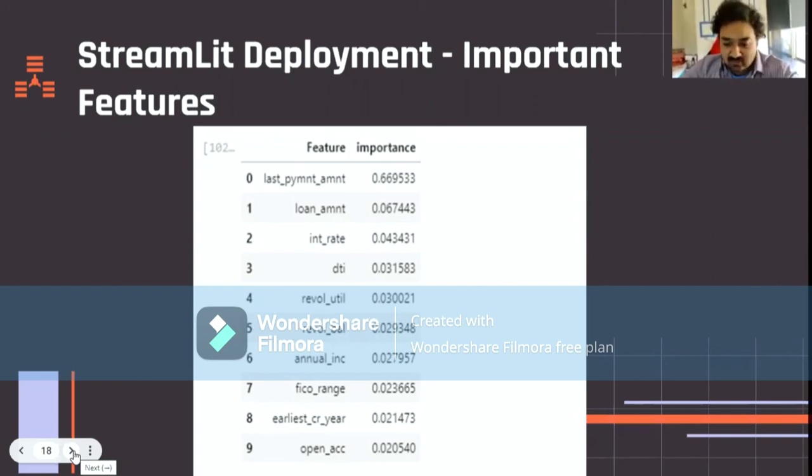The next is the total credit revolving balance. The next is annual income. This is the annual income that the customer gets as a salary. Then next is the FICO range. The ninth is the earliest credit year, and the 10th is the total number of accounts that are open in his bank.